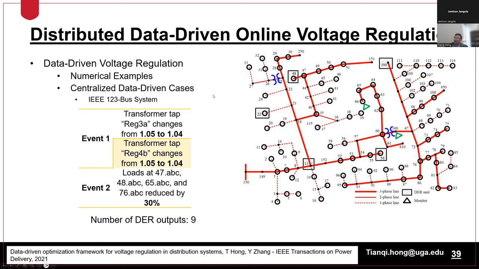So finally, after introducing the distributed and centralized data-driven online voltage regulation, we have some examples to test the performance of the method. The first one is a 123-bus system to test the centralized data-driven case. Here, in order to test the online learning and fast learning performance, we have different events during the simulation. The first one is we change the transformer tap changer at the starting point. The second one is we step up and step down the load at a certain point.